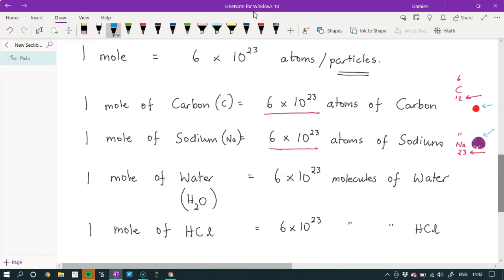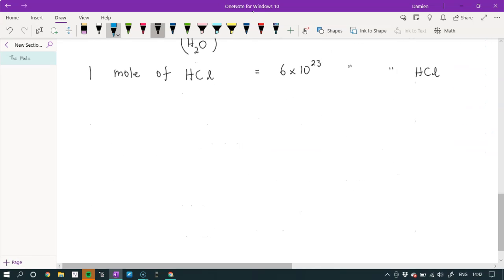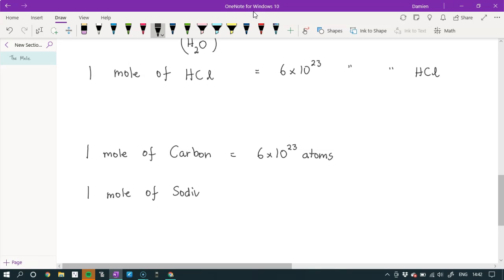So how do we work out the mass? Well, it's actually quite easy. And we're going to use the periodic table for that, which is why we started there. So if we work out 1 mole of carbon, that's what we're going to start with. So we already know that 1 mole of carbon is 6 by 10 to the 23 atoms. We also know that 1 mole of sodium is 6 by 10 to the 23 atoms.